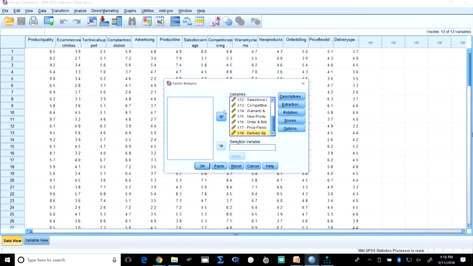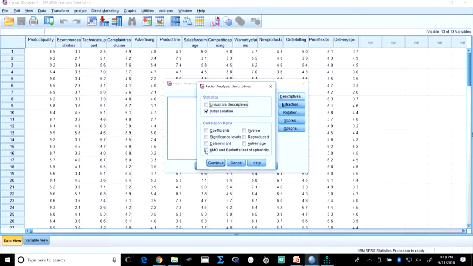Now, in descriptives we had learned that we have to find the KMO and Bartlett's test. What is the KMO? The KMO is a measure of sampling adequacy, and Bartlett's test should be significant. That means, if it is significant, the null hypothesis that there is no correlation among the variables is rejected, and we will say that there is at least some correlation among the variables, which is an important assumption of factor analysis. So, we did this, right.